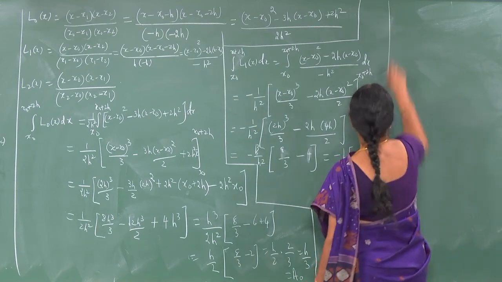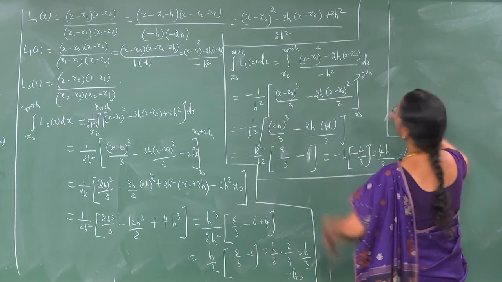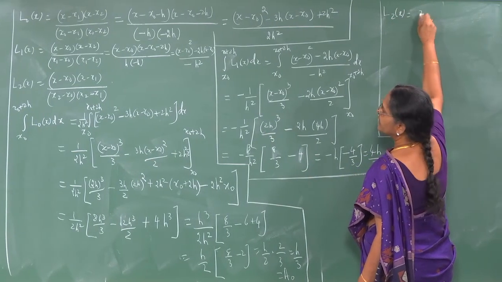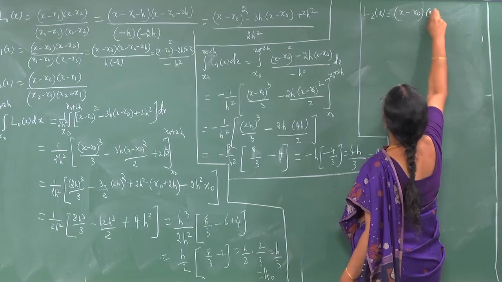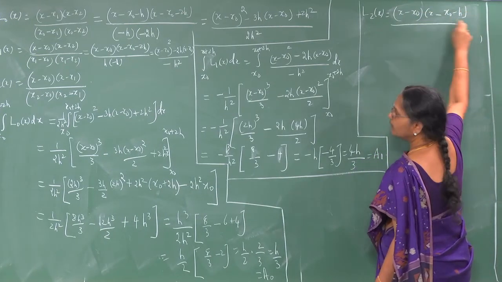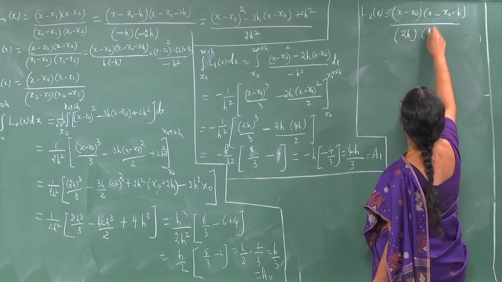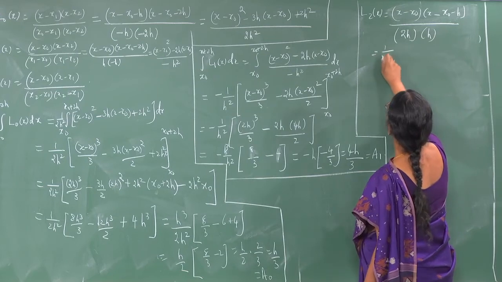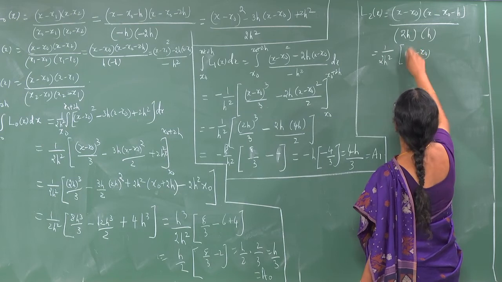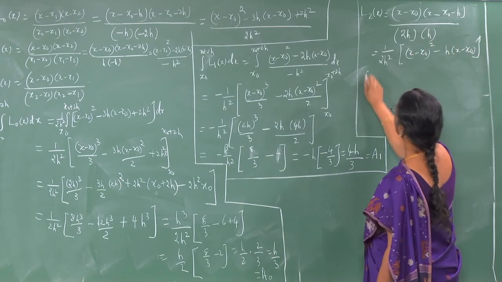Similarly, we evaluate the integral of L2 of x dx. Let us simplify L2 of x, which is (x minus x0)(x minus x1) divided by (x2 minus x0)(x2 minus x1), which is 2h times h. So L2 of x is 1 by 2h square into (x minus x0) the whole square minus h into (x minus x0).